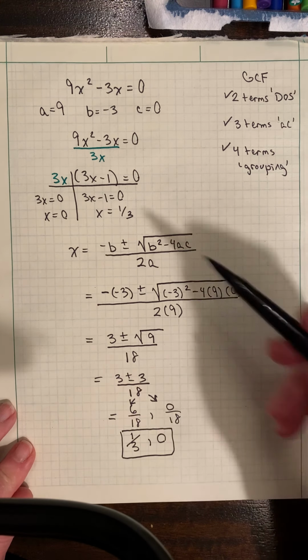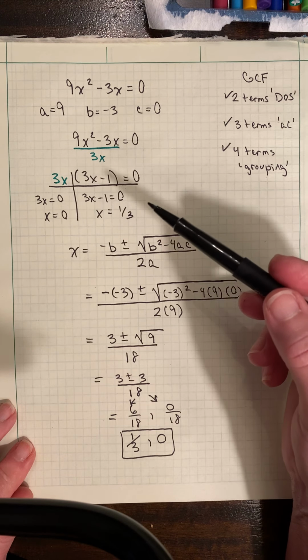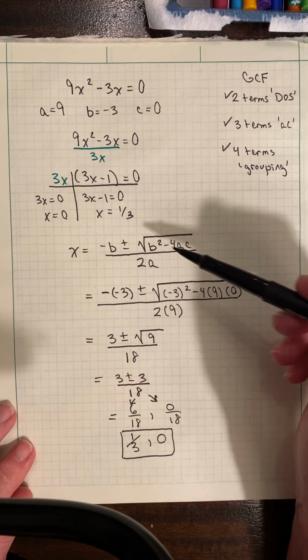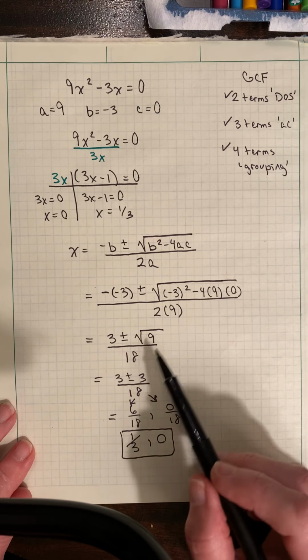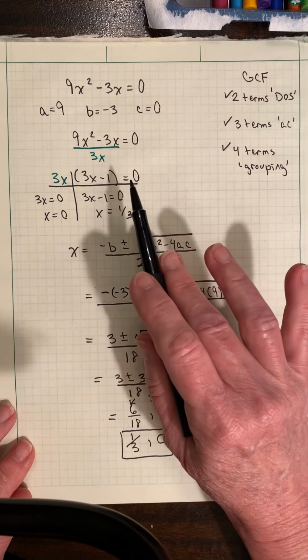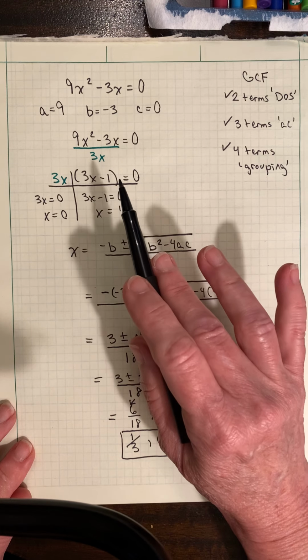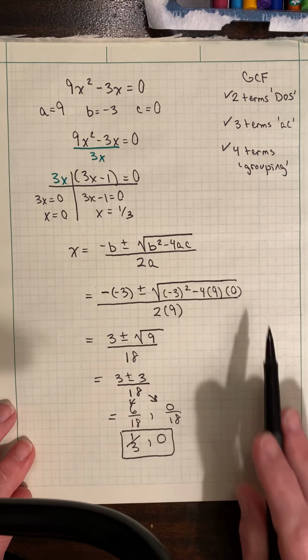So you can probably see factoring really is quicker in most cases. Why would we even need an alternative? Well, sometimes there's problems that cannot be broken down into factors, and the only way to get the answers is to use the formula.